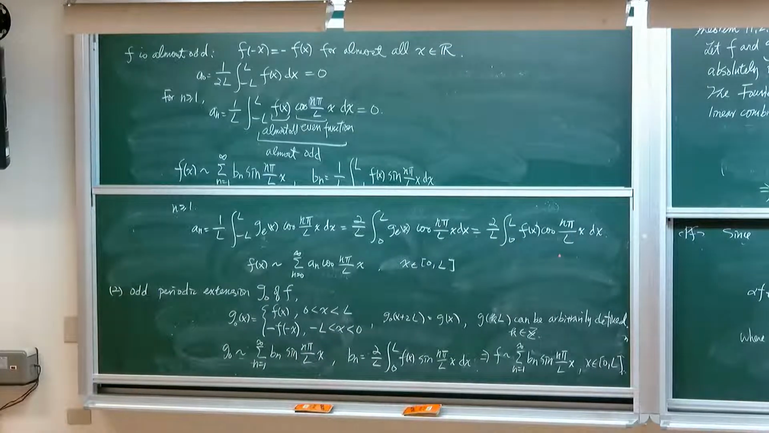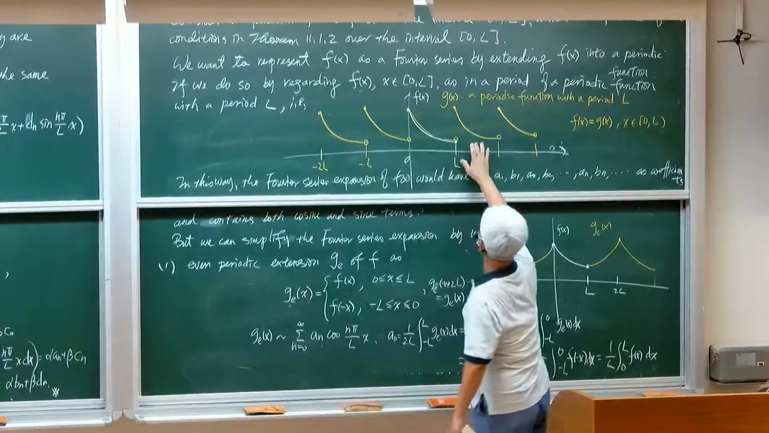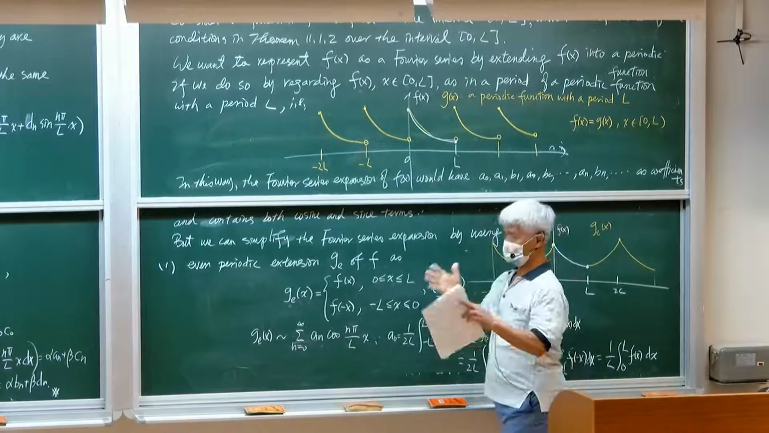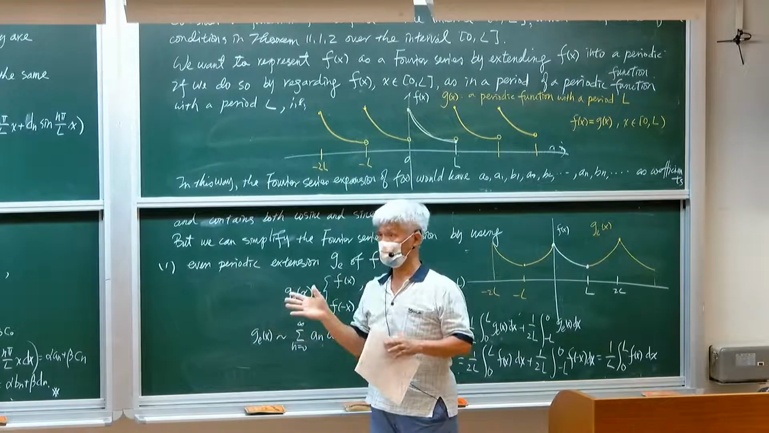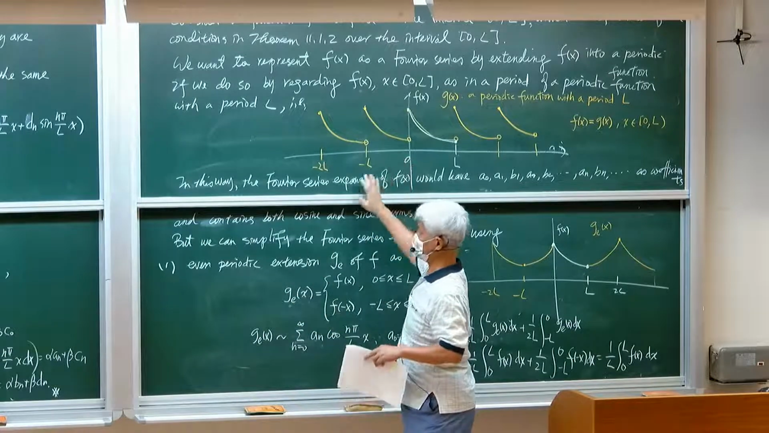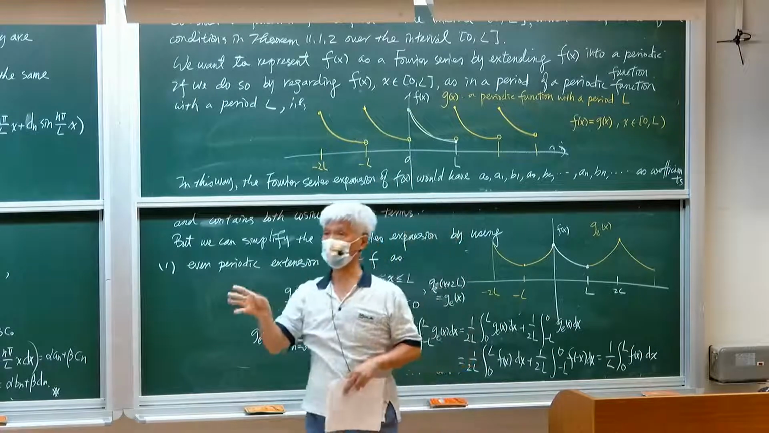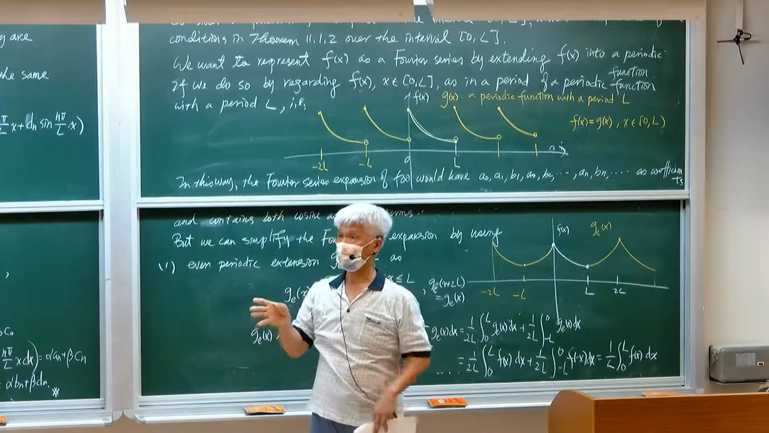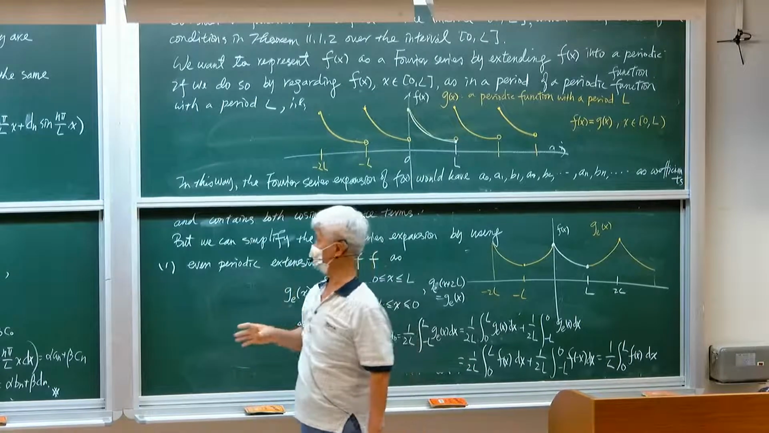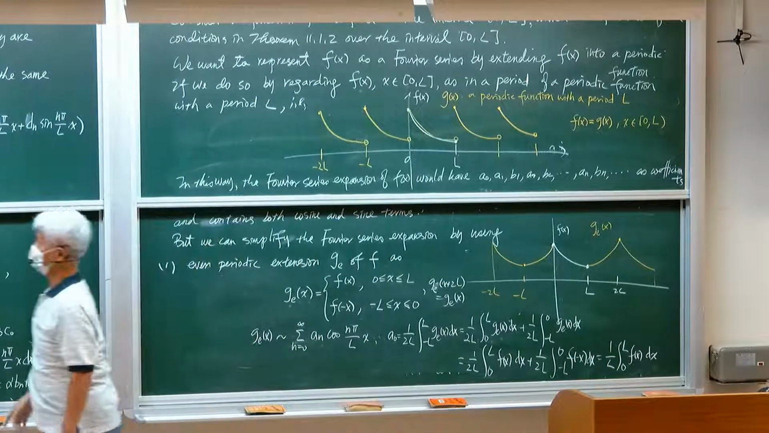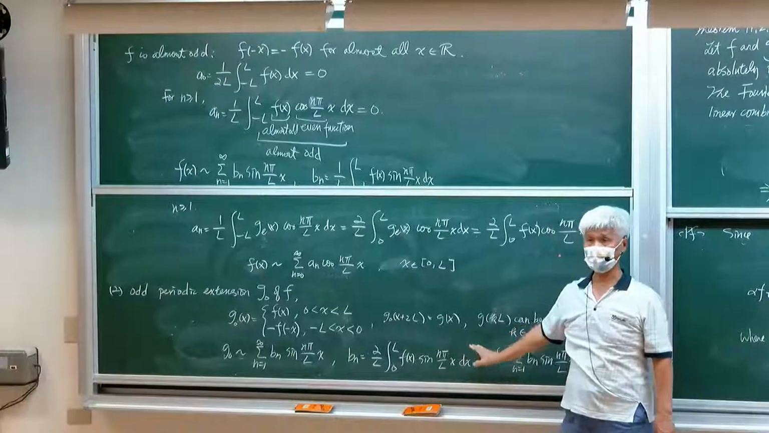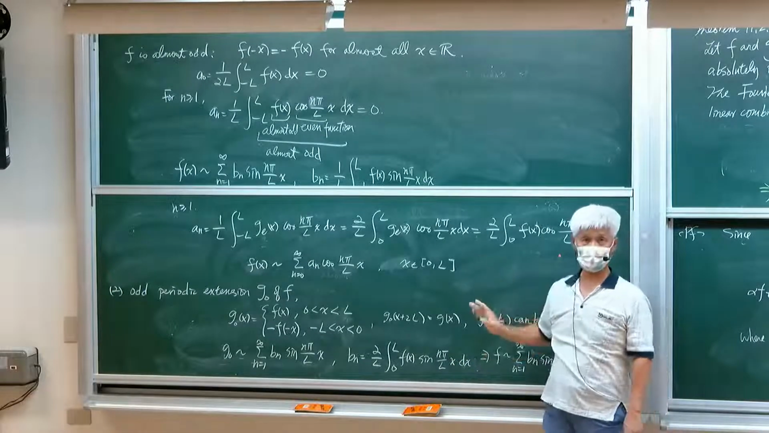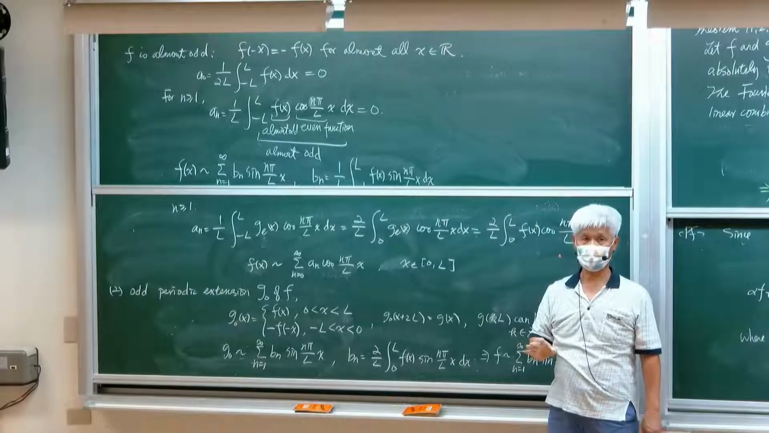One is by regarding f of x as one period of a periodic function, so the period is L. I didn't write it down because it involves cosine and sine terms. So in practice, we usually use the Fourier cosine or Fourier sine representation because it's much simpler.